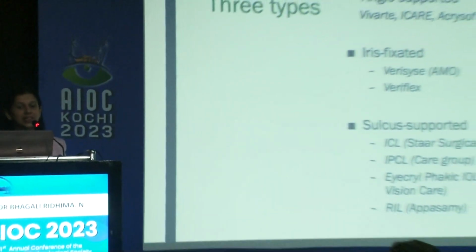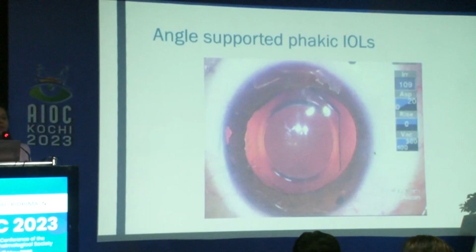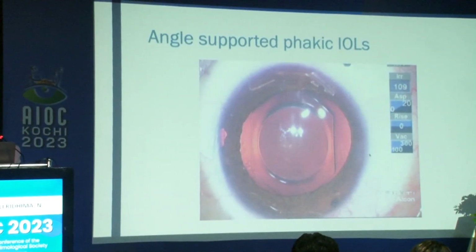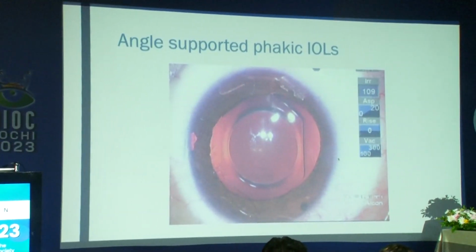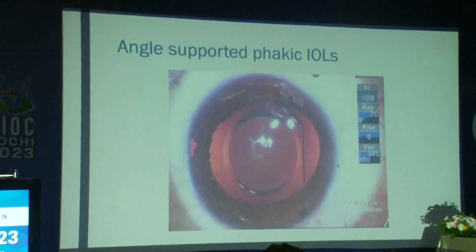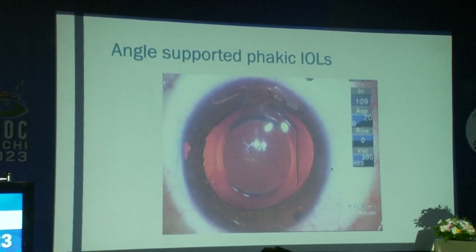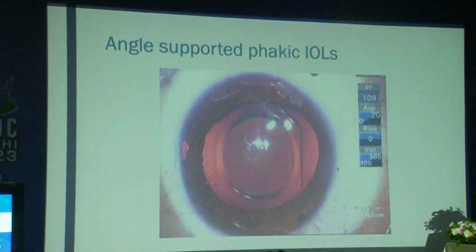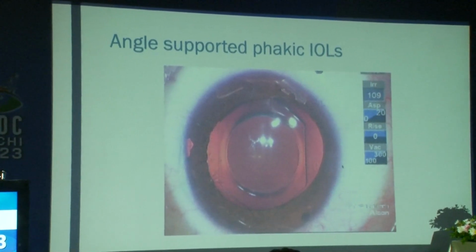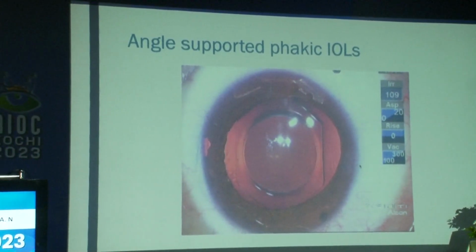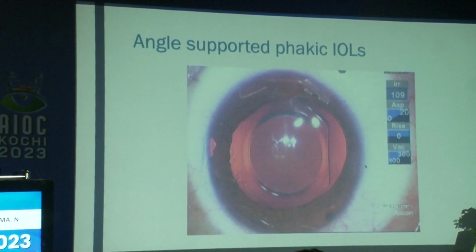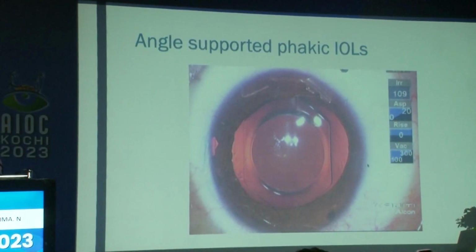The first kind are the angle-supported or the anterior chamber phakic IOLs. The second, the iris-fixated phakic IOLs. And in India, the popular ones are the sulcus-supported phakic IOLs. The angle-supported ones are now withdrawn from the market, and the main reason behind that is the endothelial cell loss that these lenses led to. Also, a toric version was not available with these, and I have personally used the Acrysoft Cachet. I've also explanted a few that had resulted in cataract.